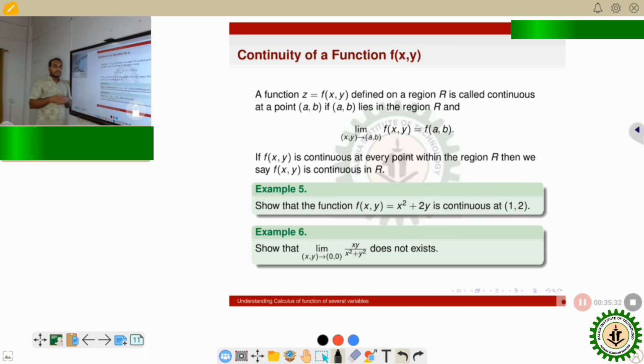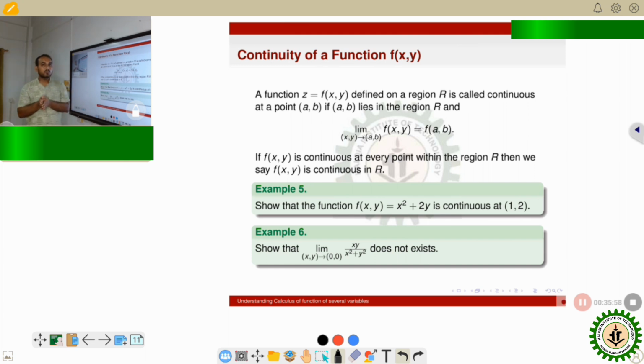So one notion of mathematics, that is limit of functions of two variables, is completed. Next thing is the continuity of a function. So continuity of a function of two variables means we have to check the function at the fixed point and the limit at the fixed point. In the real variable case, what we have done is the left hand limit, right hand limit, and function at that point, if they are equal, we say that the function is continuous at that point.